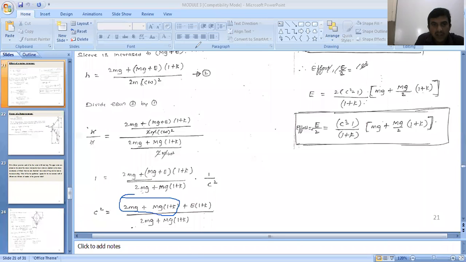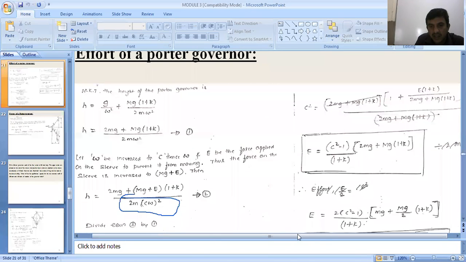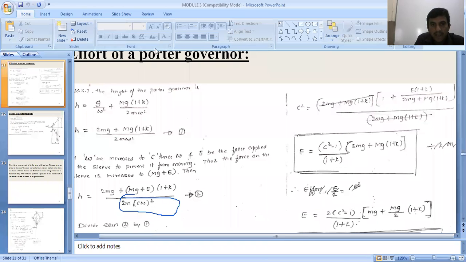You can see that in the next slide. Now once you take 2 times of small mg plus capital Mg terms of 1 plus k outside in the numerator, we get 1 plus e times of 1 plus k divided by 2 times of mg plus Mg into 1 plus k. I think it is visible. Now you can see the numerator and denominator terms, these two get cancelled. Once these two get cancelled, finally you will get the result again.